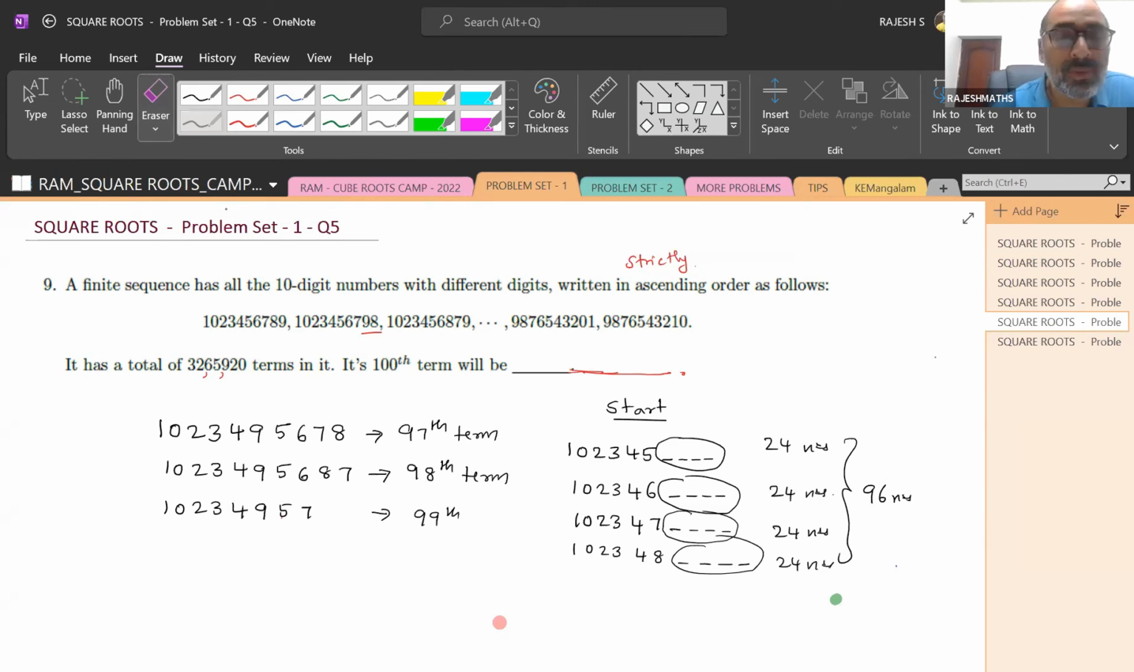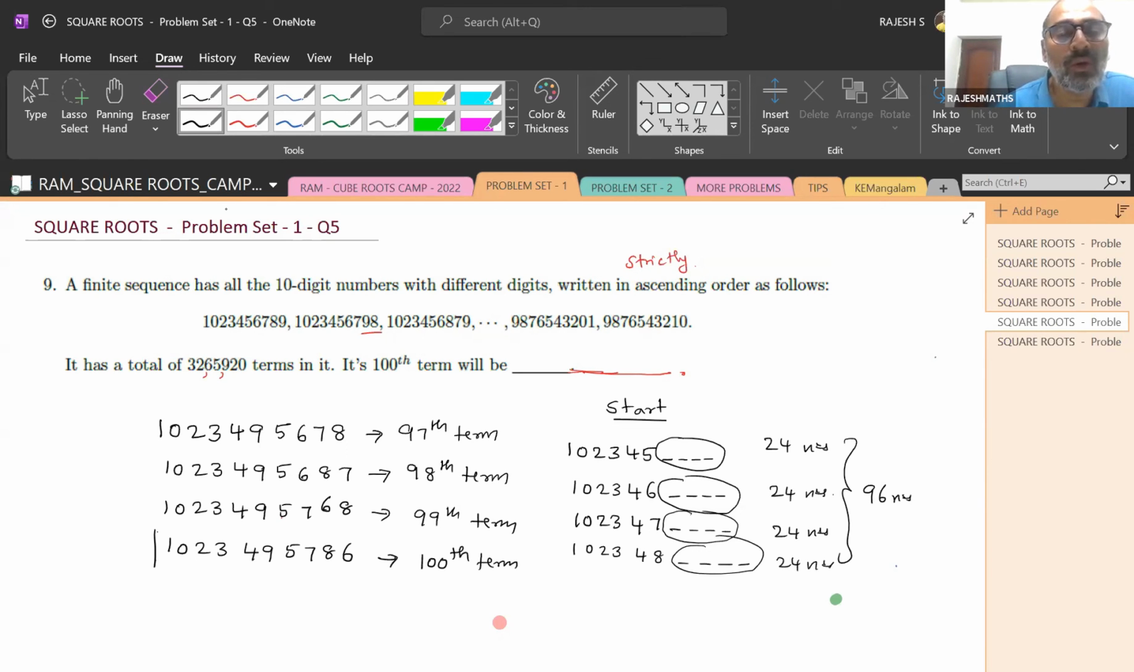The mistake is two things. 7 6 8 is the 99th term. And then the 100th term, that is what we want, will be 1 0 2 3 4 9 5 7 8 6. That is your 100th term. Okay.